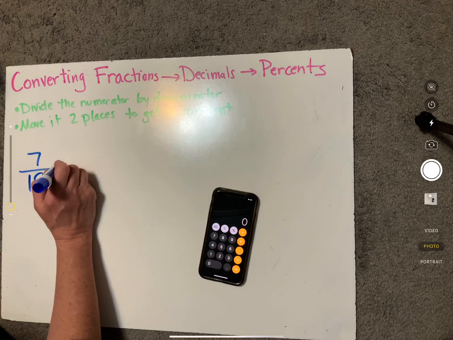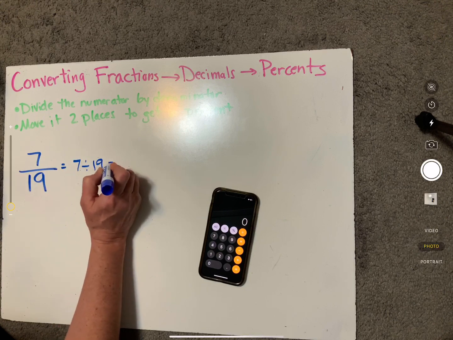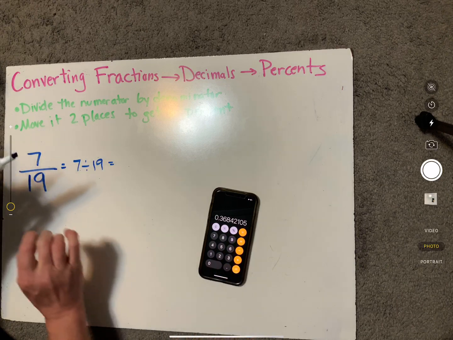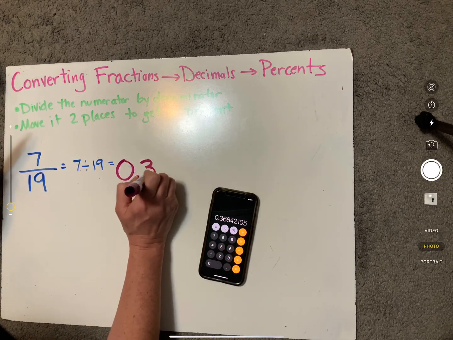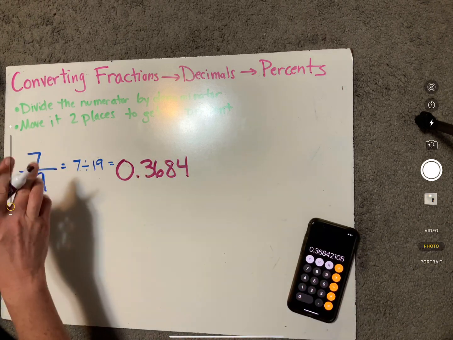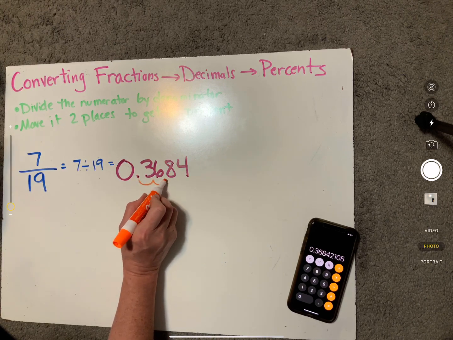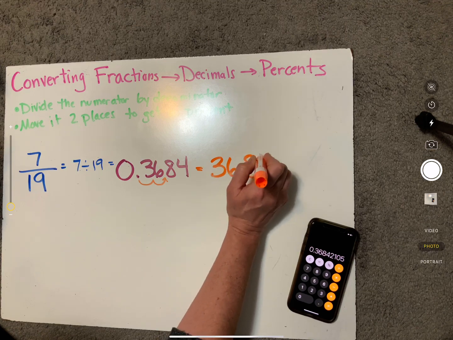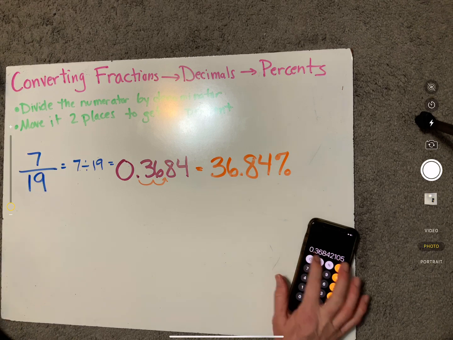Now remember, what I'm going to do to get this is 7 divided by 19 equals, okay? 7 divided by 19 equals 0.3684. Okay, so that would be our decimal. And now to get our percent, we're going to move it 1, 2 places. So it would be 36.84%.